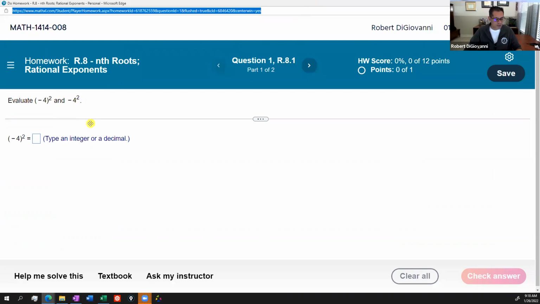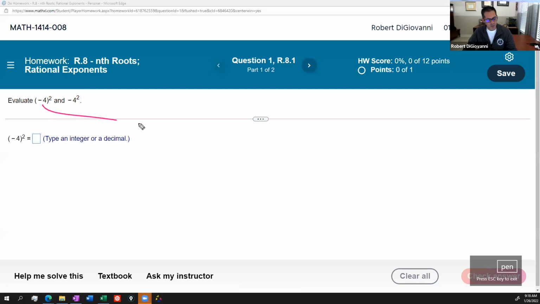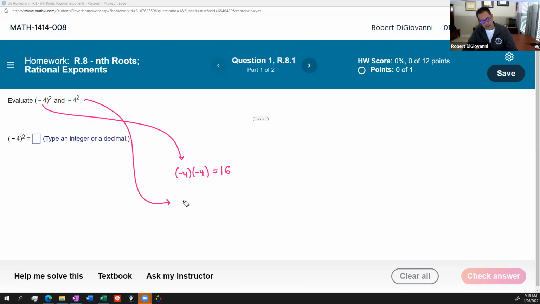All right, so the first problem asks us to evaluate (-4)² and -4². So it wants us basically to understand the difference between these two. And I believe we talked a little bit about this last time. This one right here means -4 times -4, which should give you positive 16, because a negative times a negative is positive. This one, on the other hand, really means -1 times 4 squared.